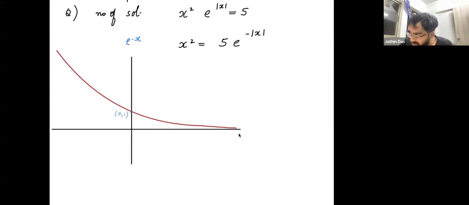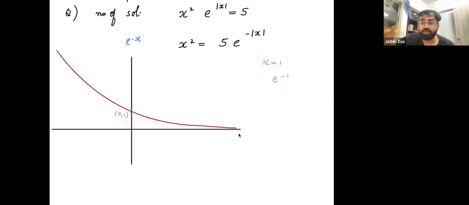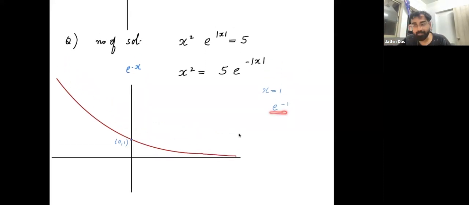Correct? Now, what is the meaning of mod x? Understand this very carefully. This will help you later also. So if you are changing x to mod x, what happens is it becomes a function where it is symmetrical about y-axis. Like for example, to make you understand, I'll put x is equal to 1. So what answer you will get? E raised to minus 1. That is this value. This is e raised to minus 1. Simply putting x is equal to 1, what I get? 1 by e, na?